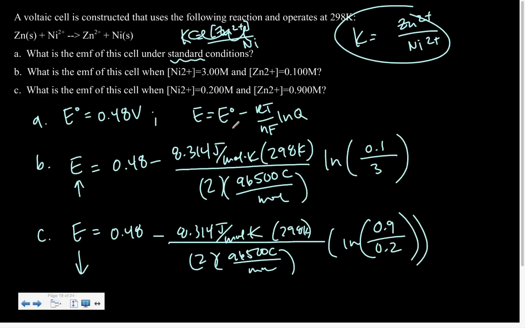Now that we have Nernst out and we're talking about it, let's think about what happens over the course of time, right? So this starts off as 1 molar, because we have 1 molar on top, 1 molar on bottom. What happens as time goes on?